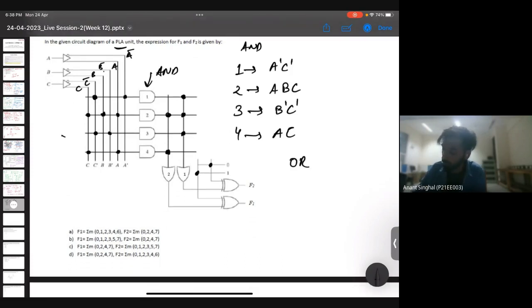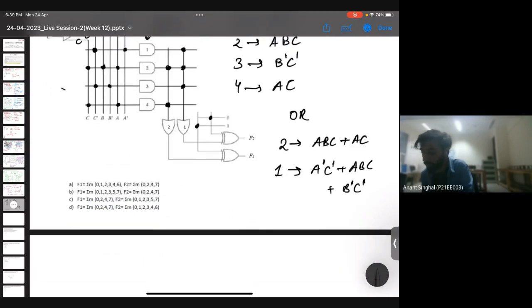The OR gate is second plus fourth, so I'll just add the terms. For the second OR gate, the output is second plus fourth, which is ABC plus AC. And for the first, it is first plus second plus third, so it is A bar C bar plus ABC plus B bar C bar.